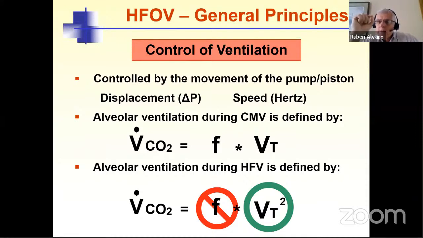The frequency that you're going to use is mostly based on the type of pathophysiology you're dealing with. It's more related to the time constant of that pathophysiology that you set the frequency, okay? So you don't set the frequency to change minute ventilation. You set the frequency based on the pathophysiology you're dealing with, the time constant, to see if you can go faster or slower, okay? And you use tidal volume, which is basically delta P, the difference between the peaks of the oscillations, to change tidal volume.